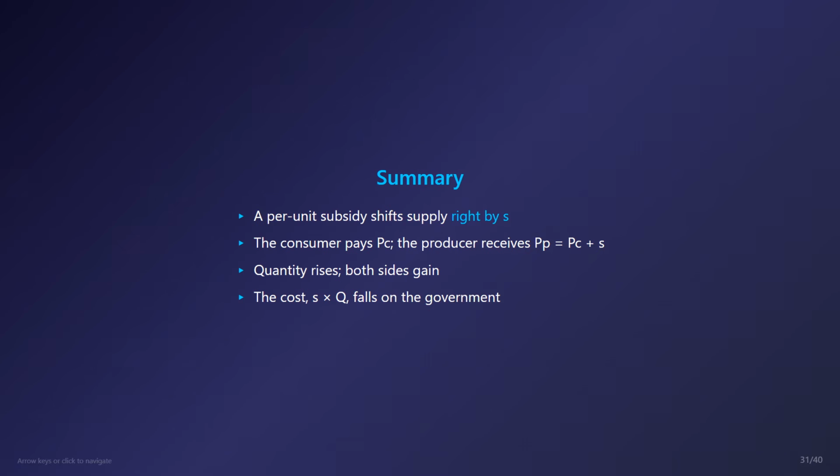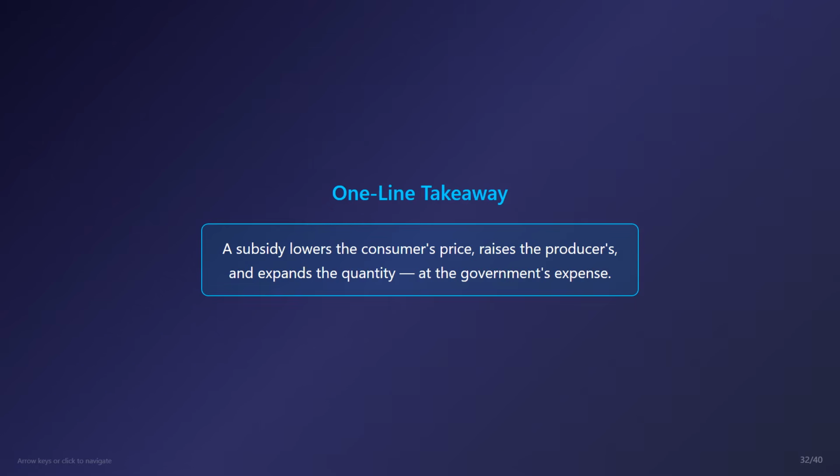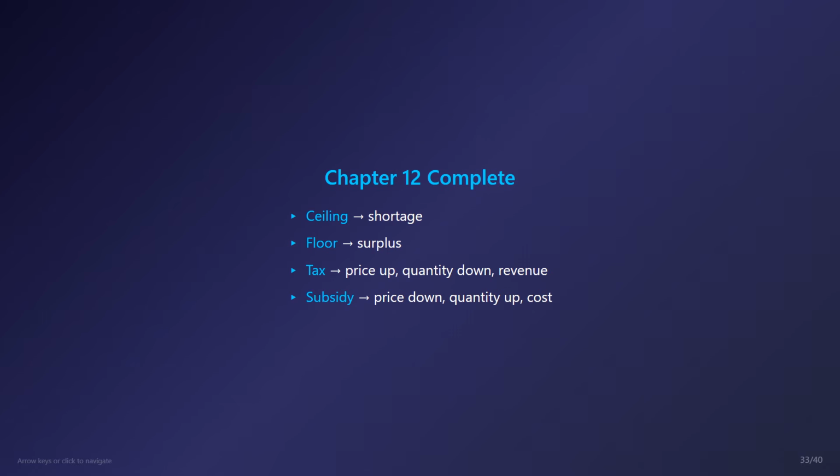Let's summarize. A per unit subsidy shifts supply to the right by the size of the subsidy. The consumer pays PC, while the producer receives PP, which is PC plus S. The quantity rises and both sides gain. And the cost, S times the quantity, falls on the government. The one line to remember: a subsidy lowers the consumer's price, raises the producer's price, and expands the quantity, all at the government's expense. With that, Chapter 12 is complete.